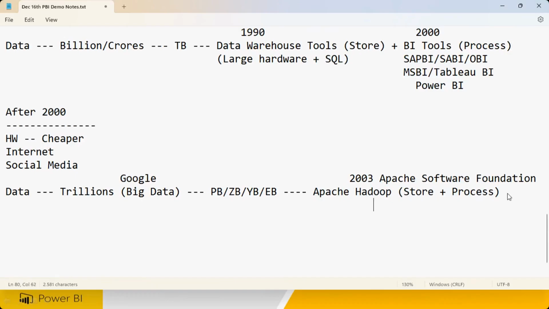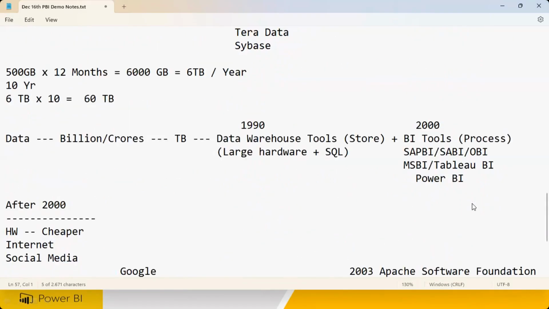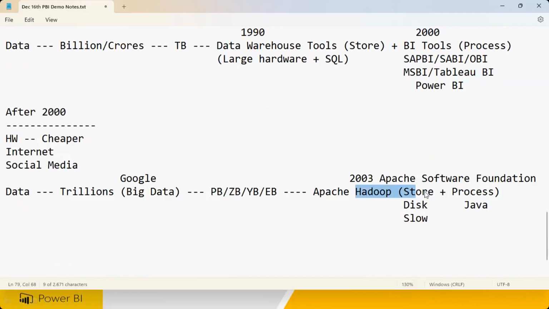It stores a lot of data on the hard disk, and for the processing, it uses Java. Because of that, it became very, very slow. The biggest problem is that all the unlimited data is stored on the hard disk, and for the processing, you need to write in the Java language. Many people thought Java is complex. They said Hadoop is very, very complex for storing the data.